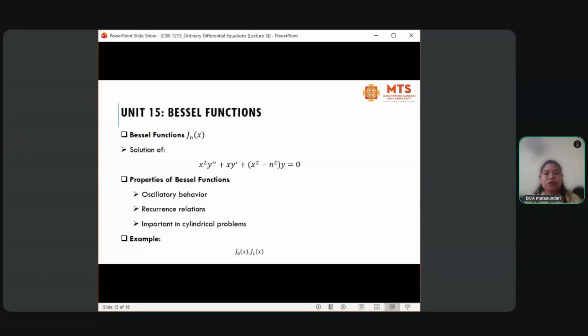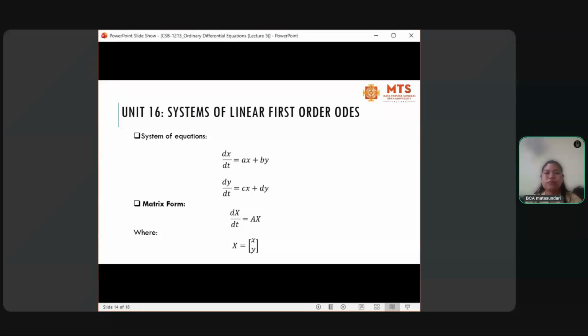So moving to the Bessel function. The Bessel function is J n of x. The solution for this function will be this. Properties of Bessel functions: oscillatory behavior, recurrence relations, important in cylindrical problems. Examples: J0 of x, J1 of x. Okay. Unit 16. Systems of linear first order ODEs.